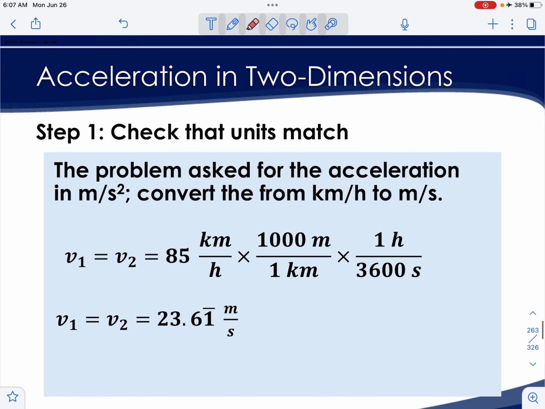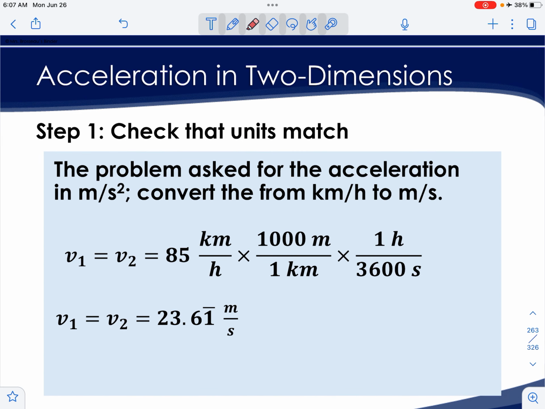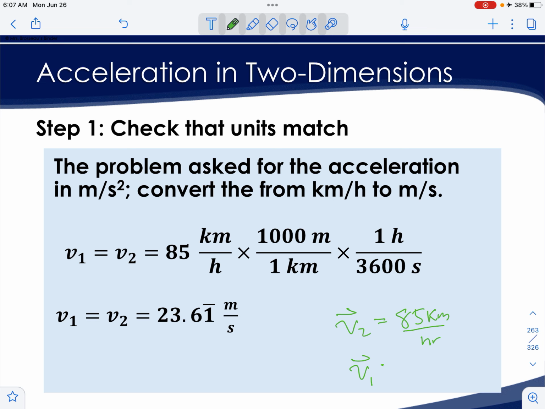Okay, so here we know that the magnitude of V2 is 85 kilometers per hour, and we know that the magnitude of V1 is 85 kilometers per hour. Actually, I should remove that because we didn't show the direction. We're just talking about the magnitude. So here we can convert that, and we get that the magnitude is 23.61 meters per second.